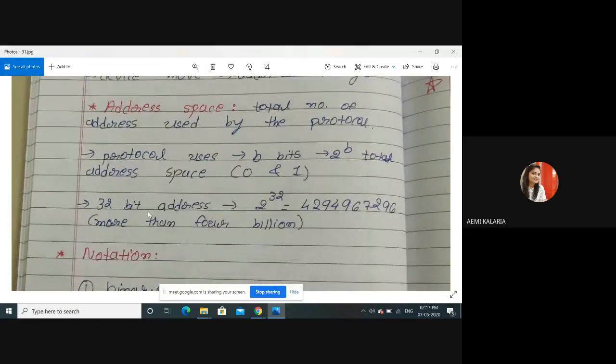Now, a 32-bit address is used in IPv4. So 2 raised to 32 is the total number of addresses possible with IPv4. But nowadays we are using IPv6, which is 128 bits, so 2 raised to 128 total possible addresses in IPv6.